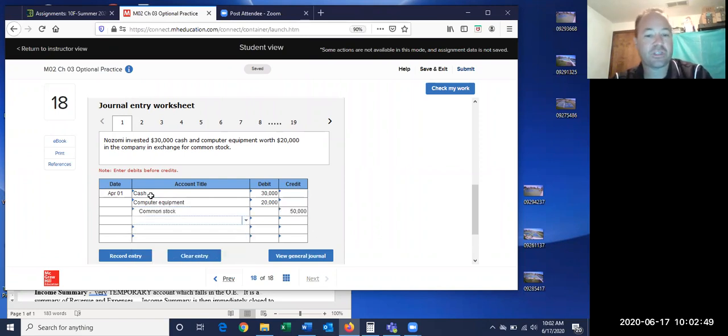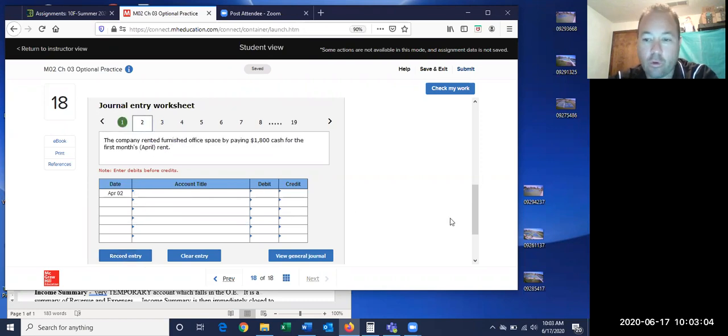So remember the questions: what did the company get? We got these two things. How did they get it? They got it from the owner. So we're increasing the owner's balance in the account by giving them common stock. So we record the entry.